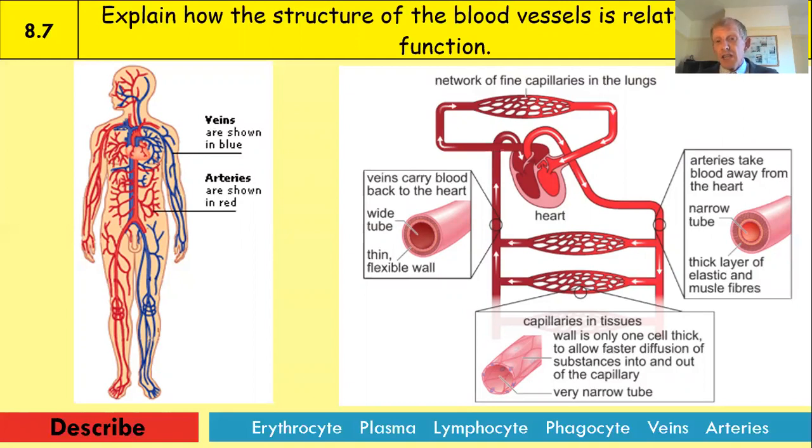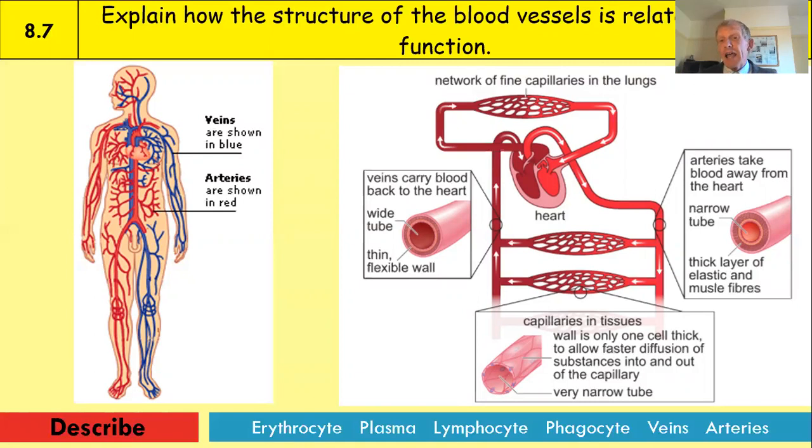Now, arteries take the blood away from the heart. They have what we call a very narrow lumen, or a very narrow opening in the middle of the vessel, and they have a really thick layer of elastic muscle fibers in the wall of the artery. And that's really important, because as the blood leaves the heart, it's got loads of pressure. The heart's an amazingly effective pump, and it pumps the blood at such a high pressure that if it didn't have this very thick layer and these elastic fibers within its wall, it would actually rupture very quickly.